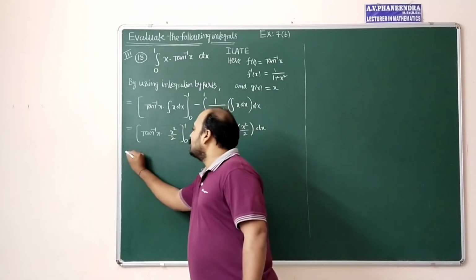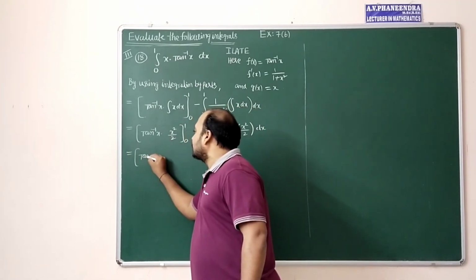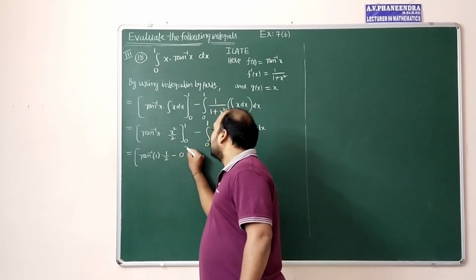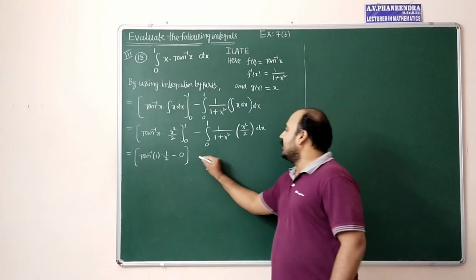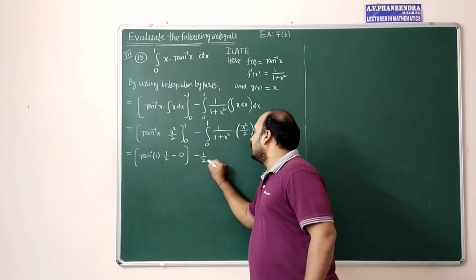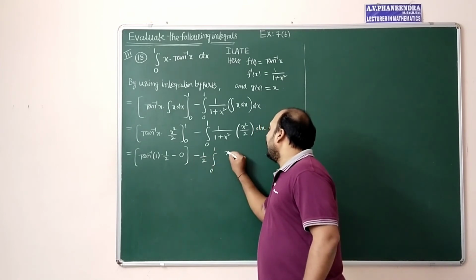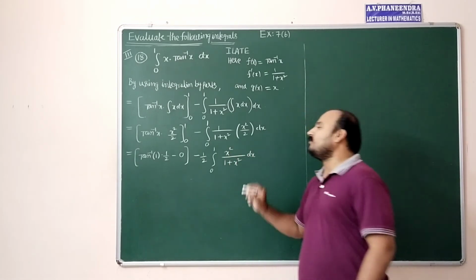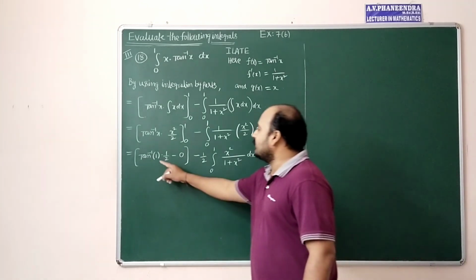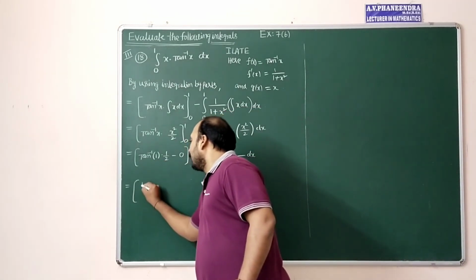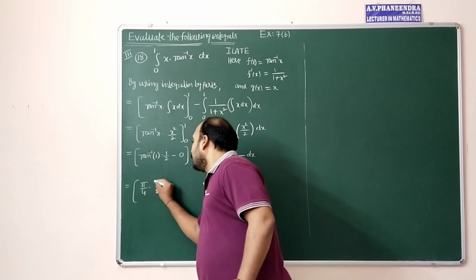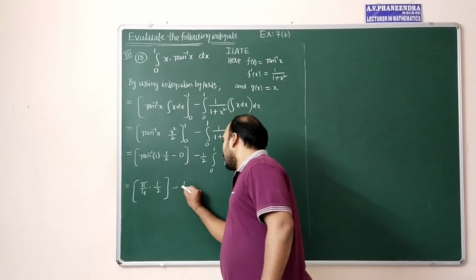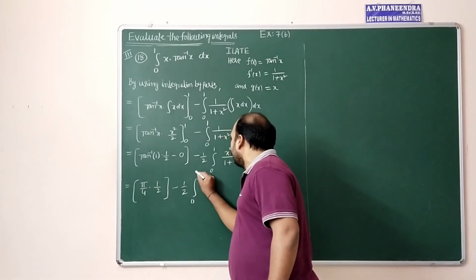x is equal to 1, substitute in place of x, tan inverse of 1 into 1 by 2 minus tan inverse 0 is 0, minus, 1 by 2 constant you can take outside, integral 0 to 1 x square by 1 plus x square into dx. So tan inverse 1, which is equal to pi by 4 into 1 by 2 minus 1 by 2 into integral 0 to 1.